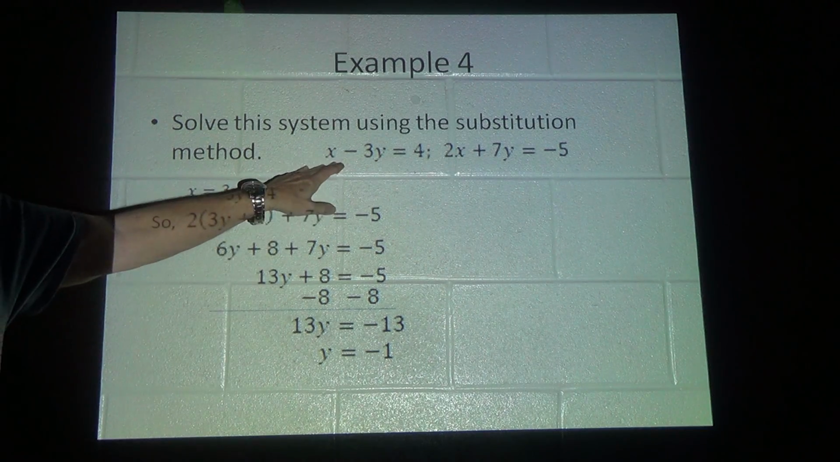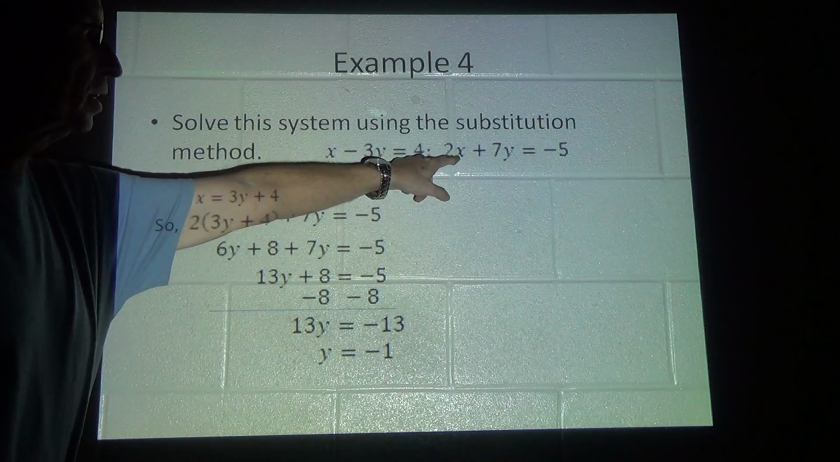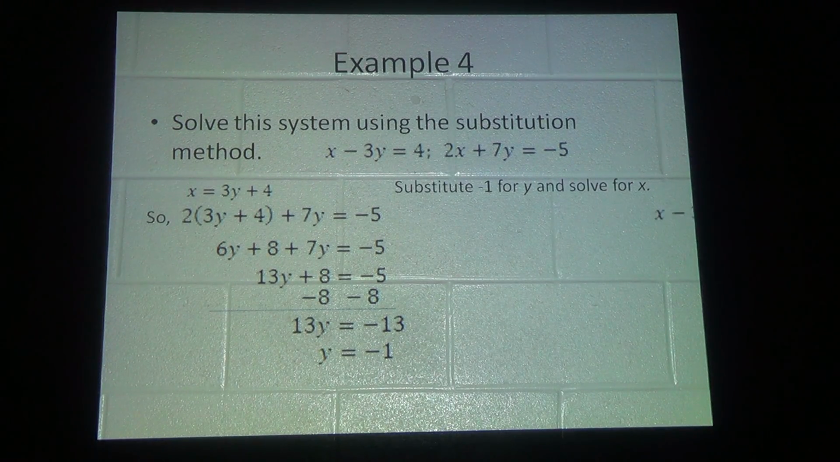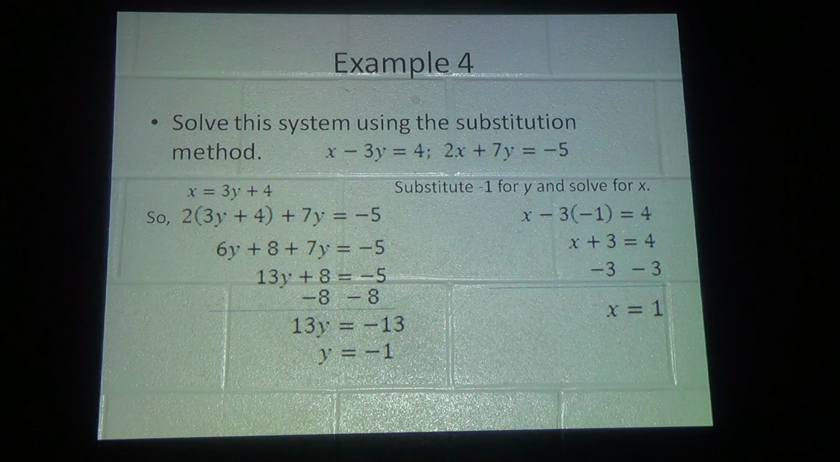Okay? Since I've substituted into this one, I'm going to take the negative 1 and put it in here so that we can solve for x. Okay? So x minus 3y, which in this case is negative 1, equals 4. So x plus 3 equals 4. Subtract the 3 from both sides using the subtraction property of equality. Gives me that x equals 1. So the solution for this system of equations is the point 1, negative 1.